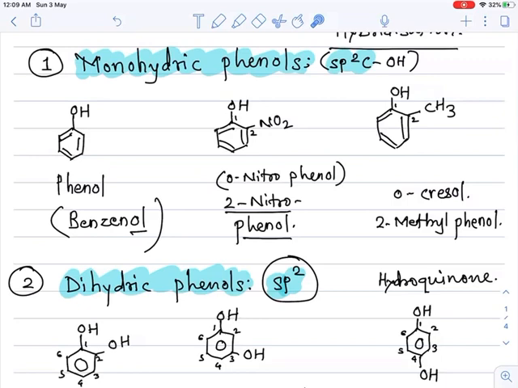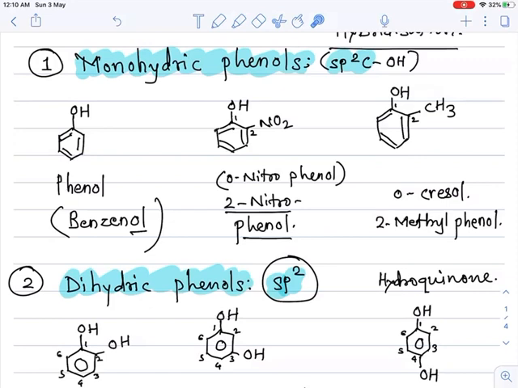Why are all these phenols sp2 hybridized? Because the OH group is attached to a carbon that is doubly bonded. So if carbon is doubly bonded, then it always shows sp2 hybridization. This is the first example, that is phenol. It is also called benzenol, where benzene's E is replaced by OL due to this hydroxyl group.